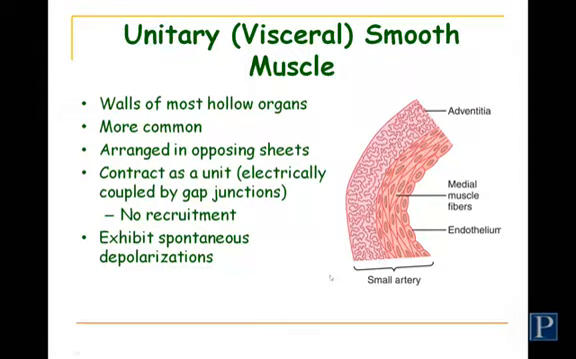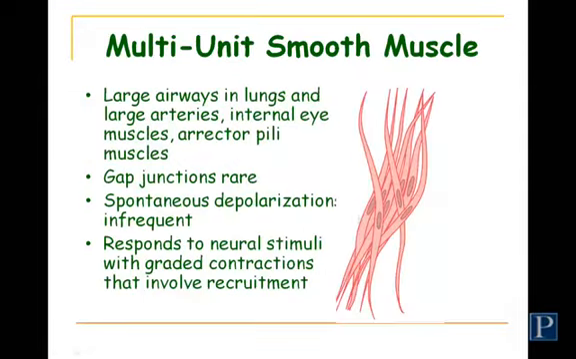The other type is multi-unitary. You're going to find this in the large airways in the lungs, the very large arteries, the eye muscles, the erector pili muscles, which are involved in giving you the goosebumps when you're cold.